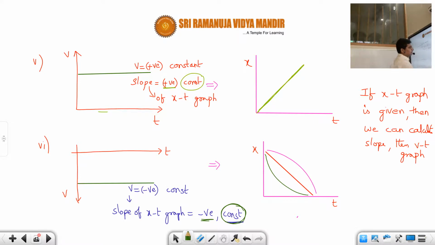So constant means only the red color, because at any point if you see, students, for the red color, the slope remains constant. Whereas for this green color and this purple color, slope will vary because steepness is varying. At every moment steepness is varying. That means slope is varying, but slope should remain constant. So therefore, the correct graph is this one, students. So the correct graph is this one.